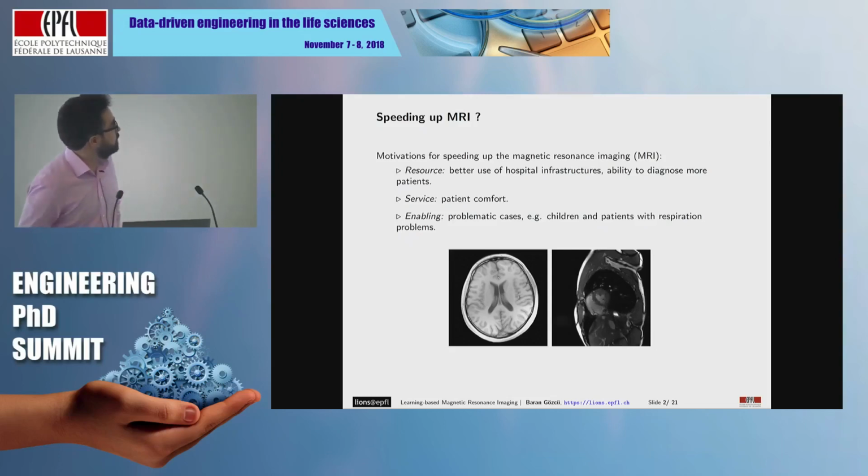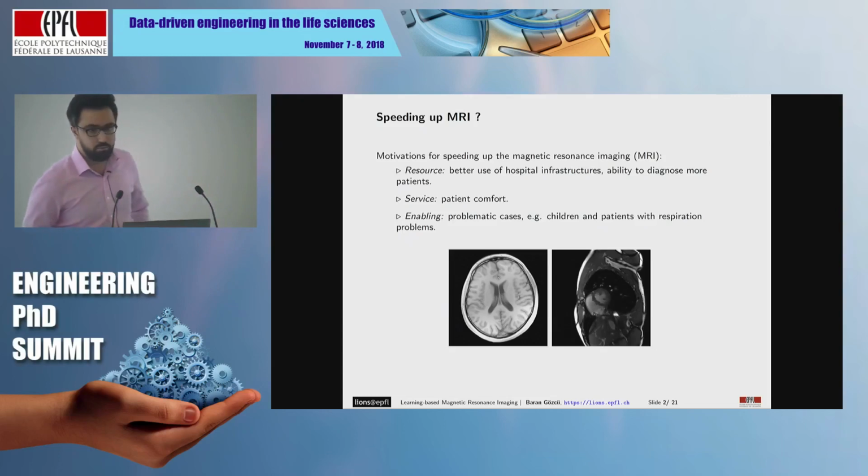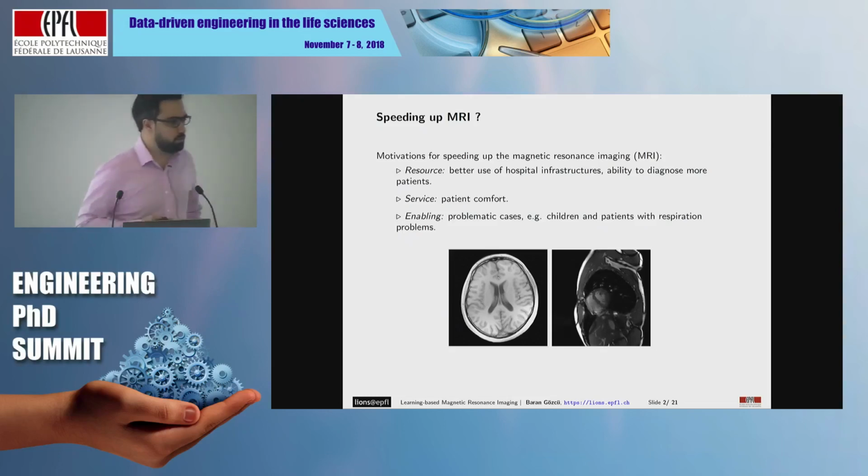For example, if we can speed up, that means we can better use the hospital infrastructure. We can scan more patients in the same amount of time. That's also comfortable for patients as well. For example, if I can spend just 5 minutes in the MRI machine instead of 1 hour, that's also good for me.